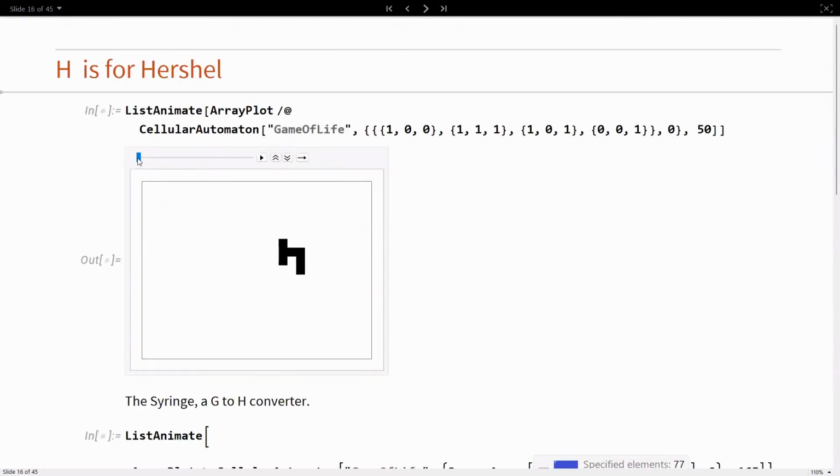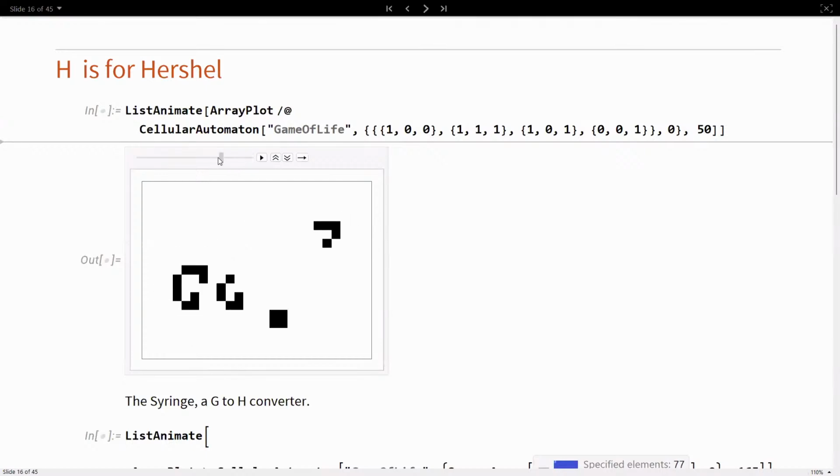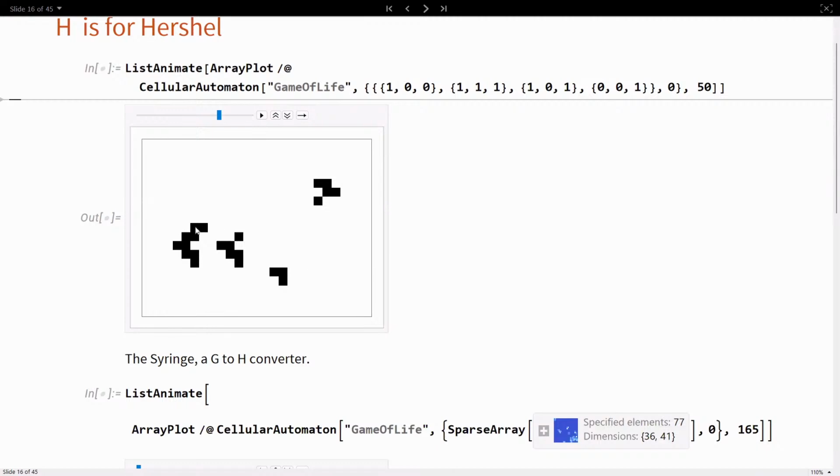H is for Herschel. So here's how it evolves. It's one of the Methuselahs, so it takes a while to fully resolve. But usually for any of these signals, it's usually the first 50 or so steps that are important.